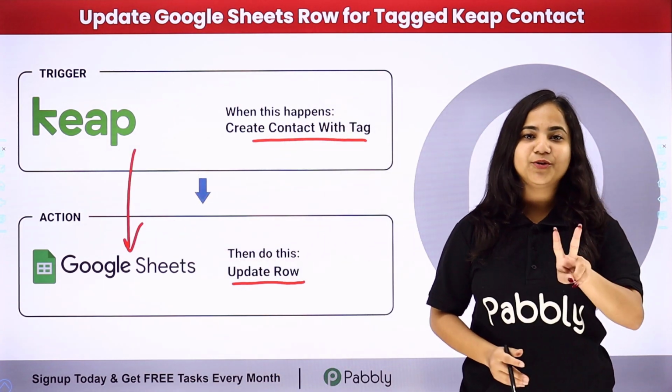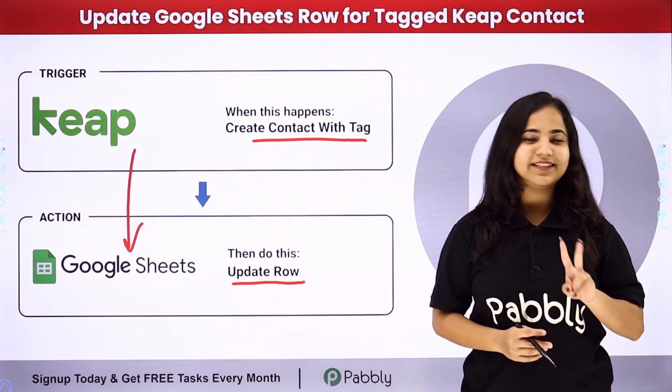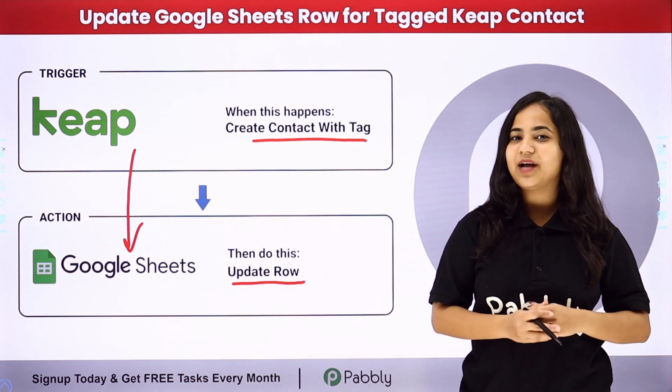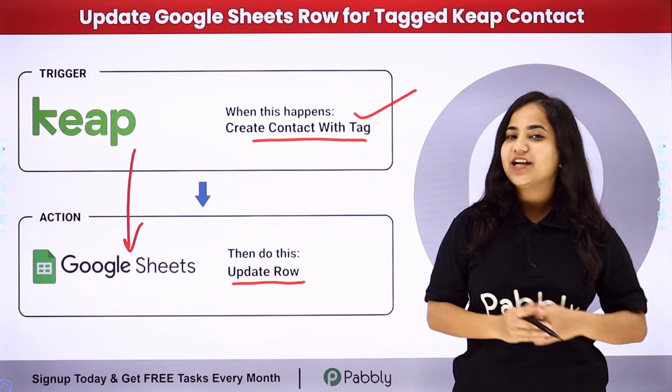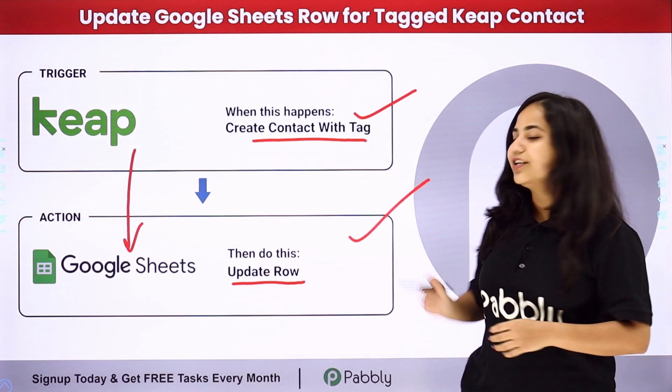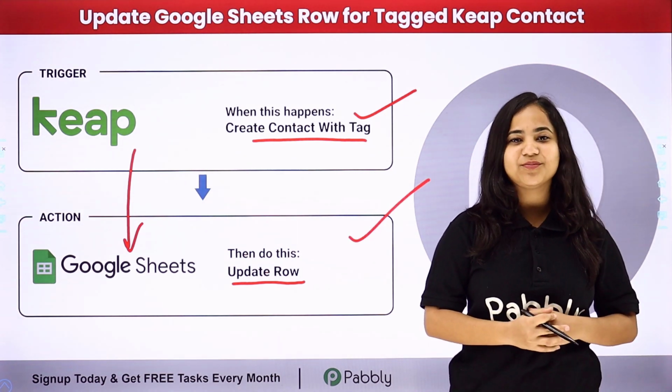Pabbly Connect works on two principles. First is trigger and second is action. Here my trigger application is Keap and my action application is Google Sheets. To learn how to do this, let me take you to my screen.